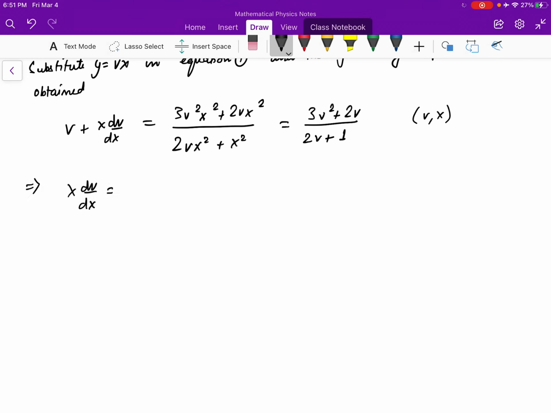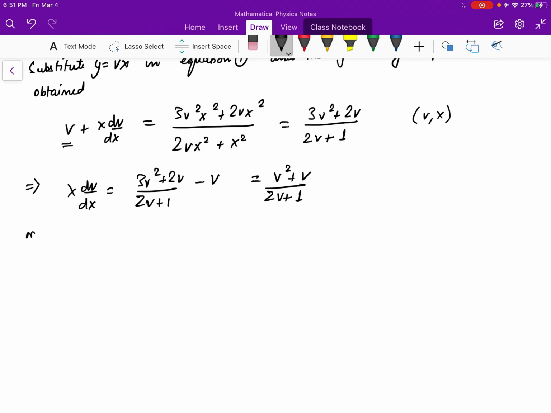So x dv dx from the previous one, we take the v on the left hand side to the right hand side, resulting in this expression 2v by 2v plus 1 minus v. It's very easy to understand. That is equal to v square plus v by 2v plus 1, right? So now we have an expression where there are two values on the left hand side, and a factor on the right hand side.